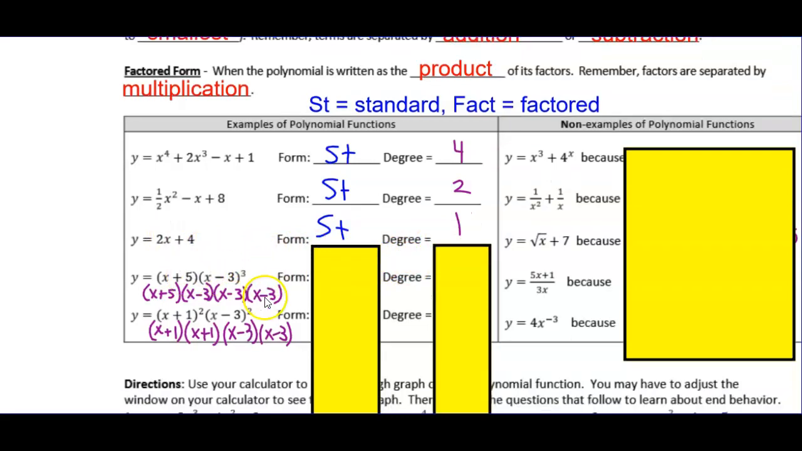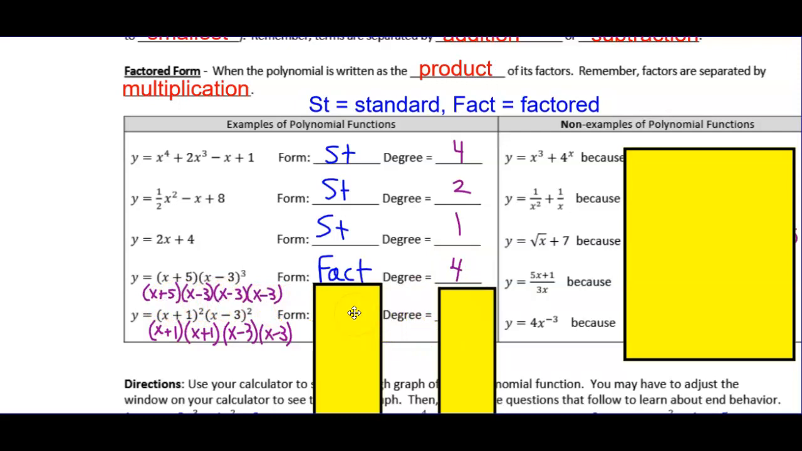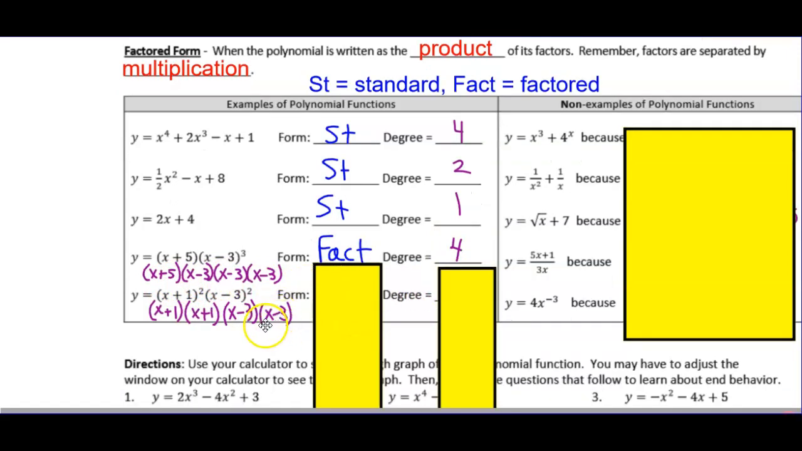Number 4 is in factored form because it's in multiplication format. And so to get the degree, you want to determine what would the highest power be if you expanded it fully and then multiplied it out. So this would have an x to the 4th in front if you did all that. Therefore, it's degree 4. And the last one is also factored form, and it is also degree 4.